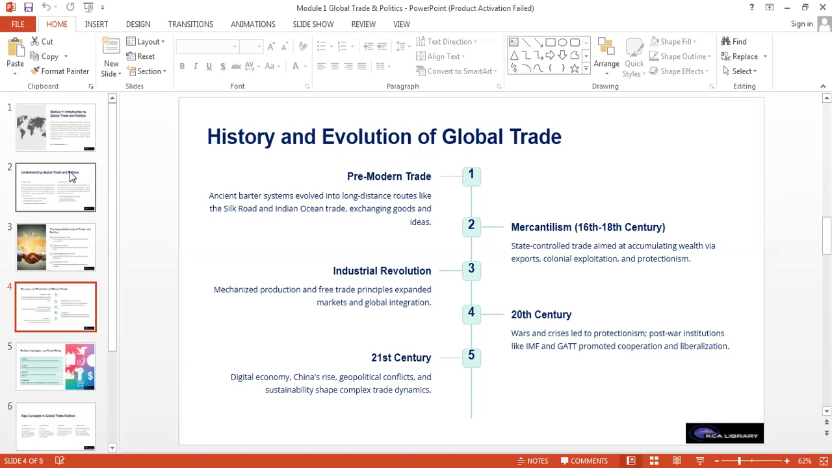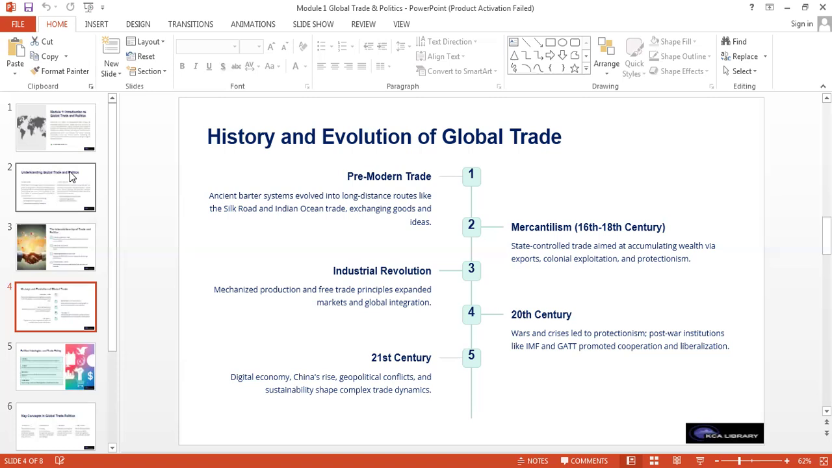We have another era called the 20th century, and this is characterized by wars and crises that led to protectionism. Post-war institutions like the IMF and GATS promoted cooperation and liberalization. We will begin to see, as we go on, what protectionism is and some other keywords that are very important to take note of.